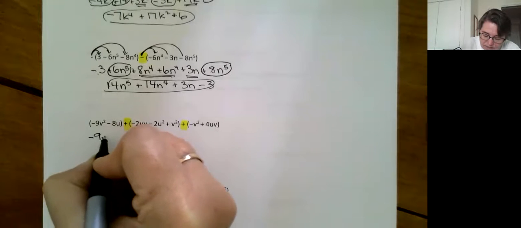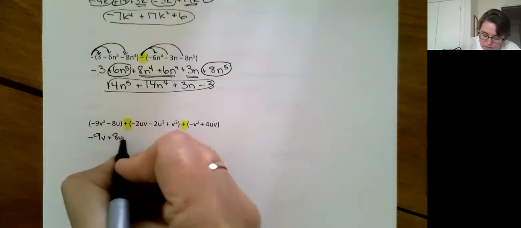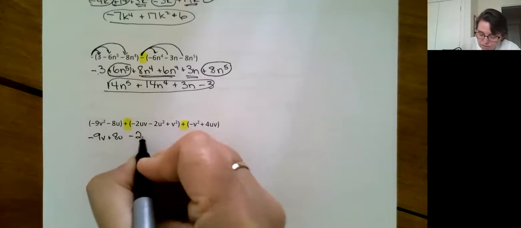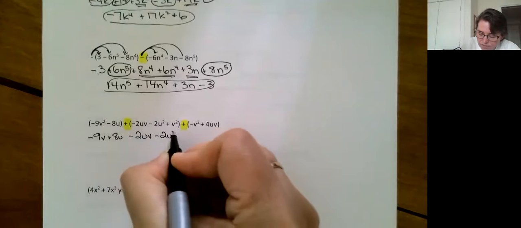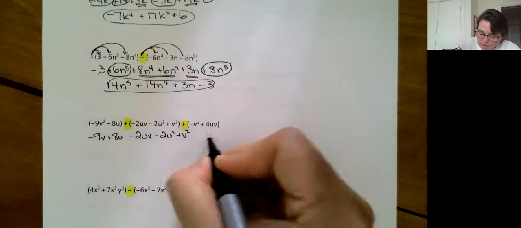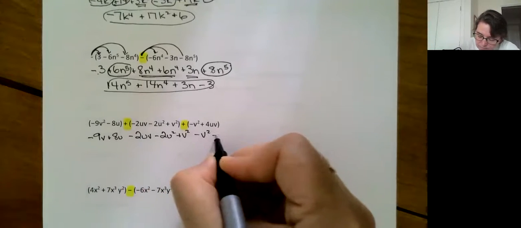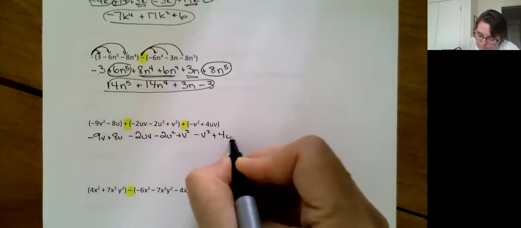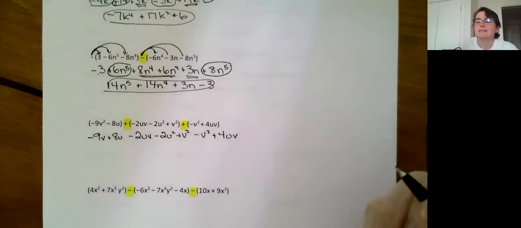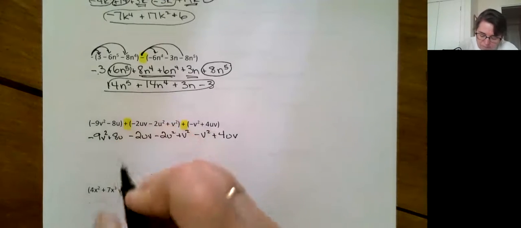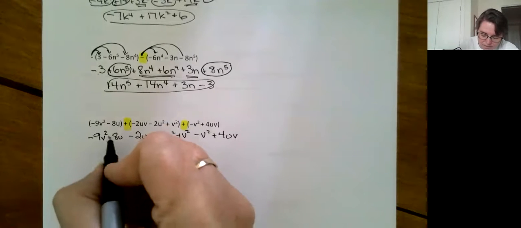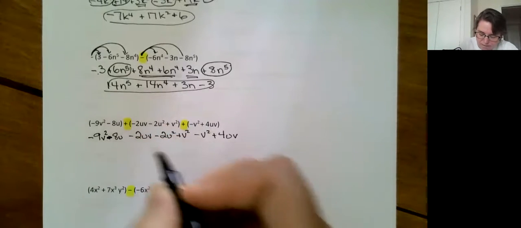Minus 9b plus 8u minus 2uv minus 2u squared. I hate when questions have u's and v's in them because I have to pay such attention to make sure I don't screw them up. Oh, look, speaking of screwing up, I missed that, and I screwed up my sign.